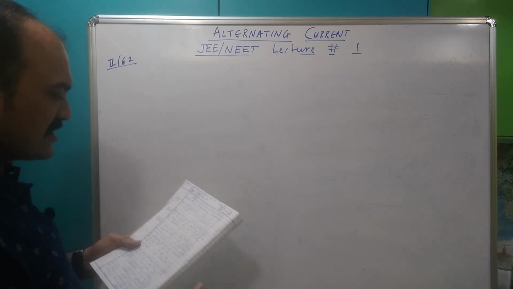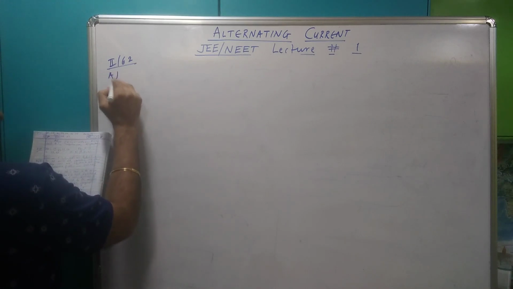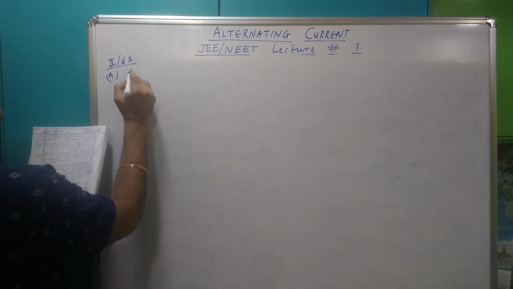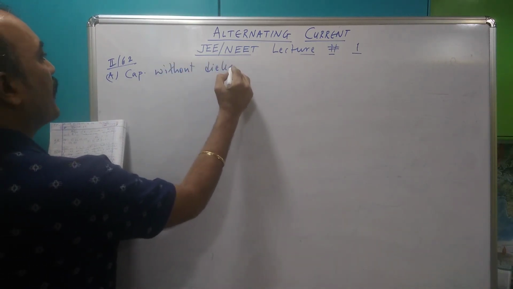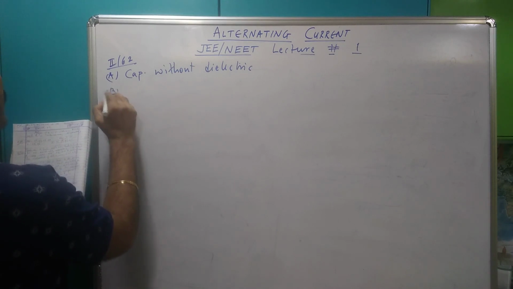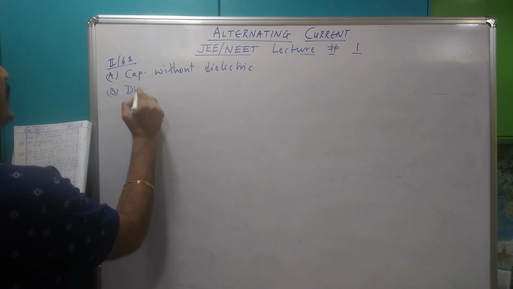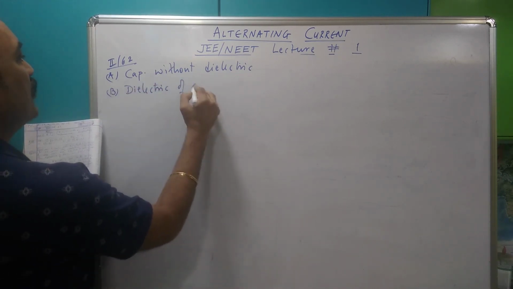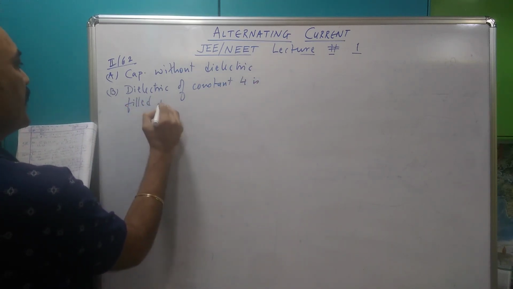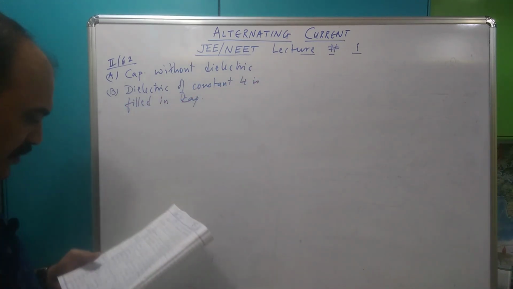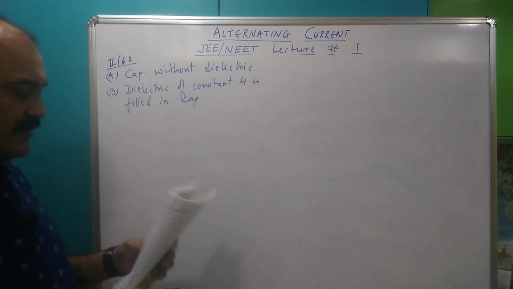A series RC circuit is connected to an AC source. Okay, R and C both are there. There are two cases. The first case, when C is without dielectric, capacitor without dielectric. And what is the second case? B, dielectric of constant 4 is filled in the capacitor. Okay, what do they want us to do? The current IR through the resistor and voltage VC across the capacitor are compared. Which of the following is true?